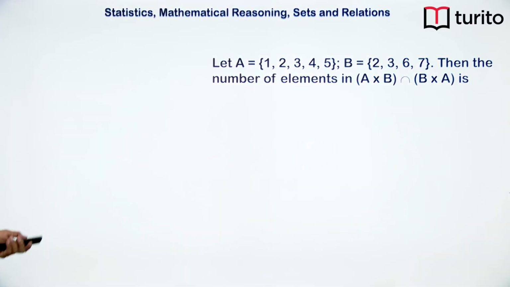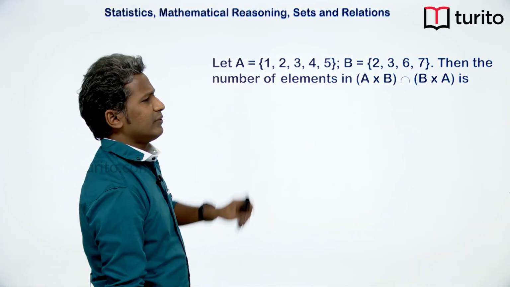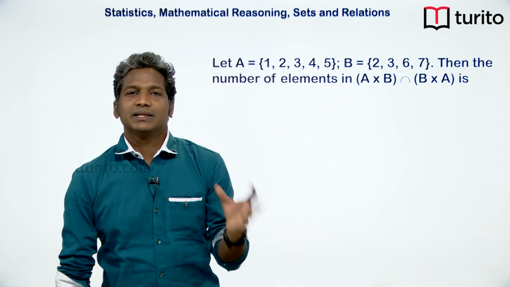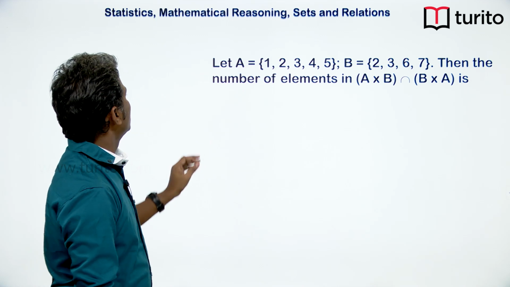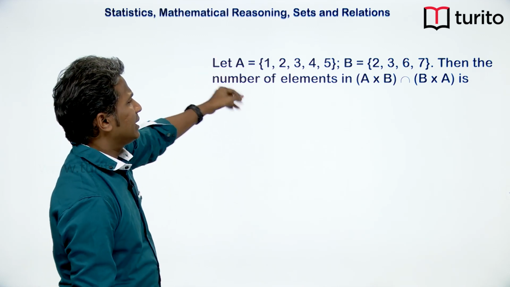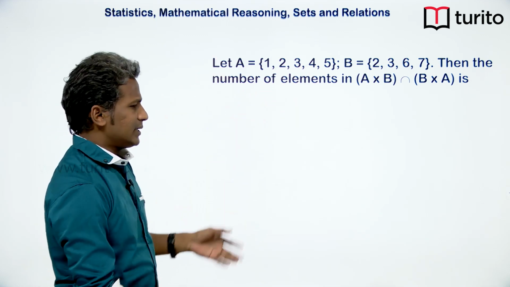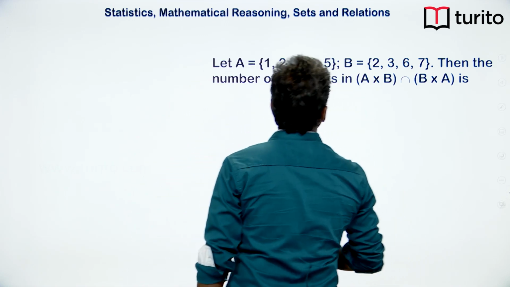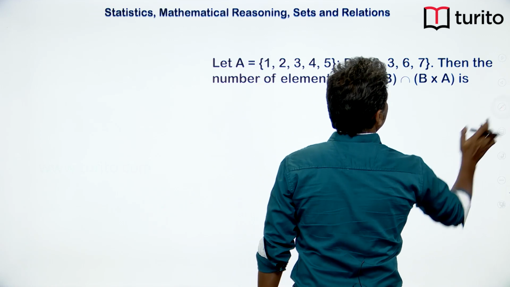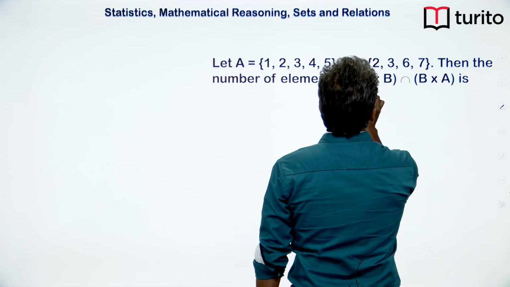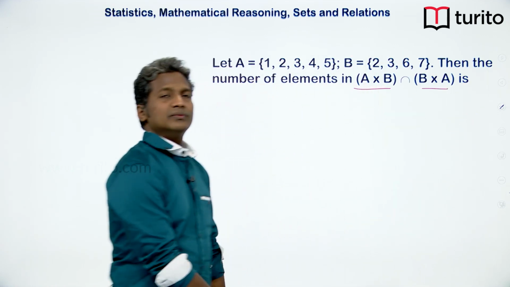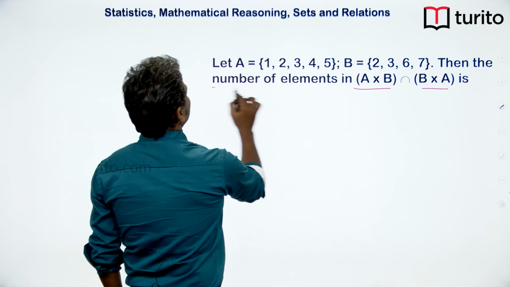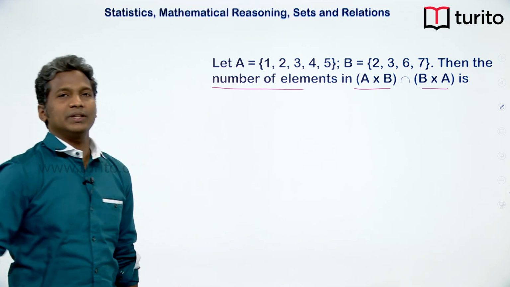So, here two sets are given. The question is framed on the basic idea of the Cartesian product. There is one set A, there is one set B, and there is one set which is A cross B and one set which is B cross A. We have to find the common elements of A cross B and B cross A, and then count them to find the total number of common elements.